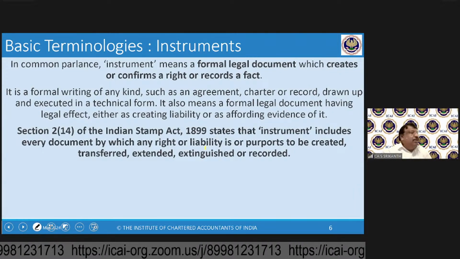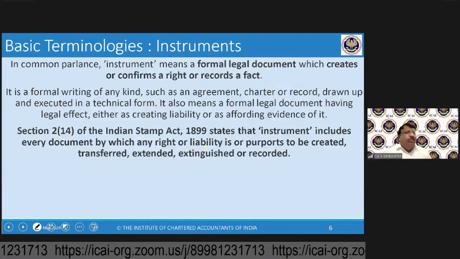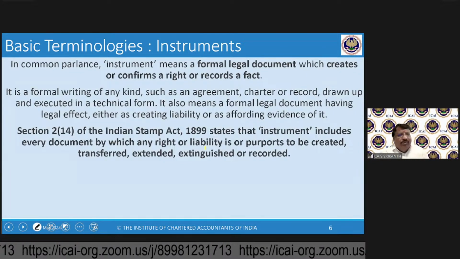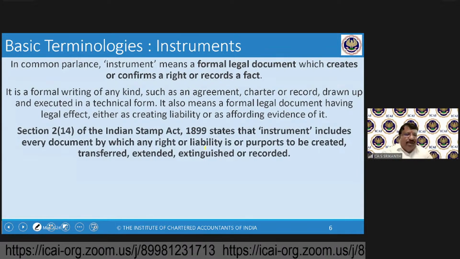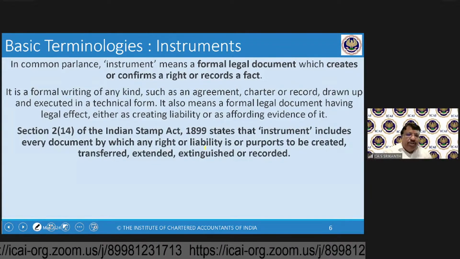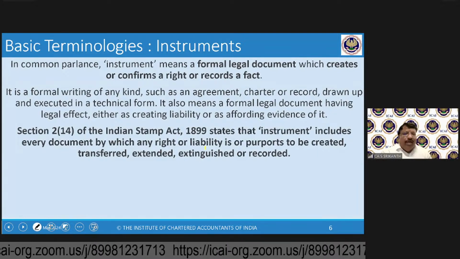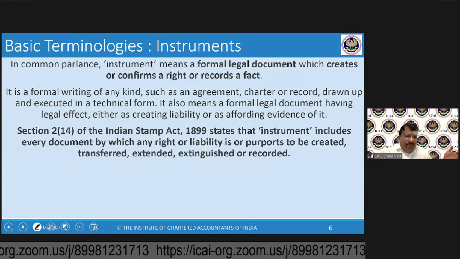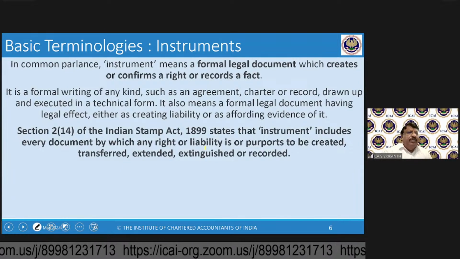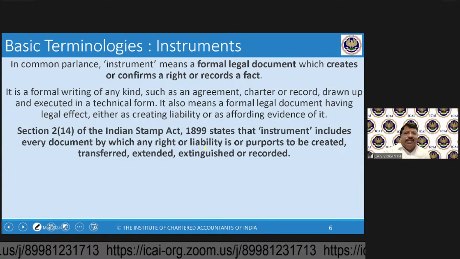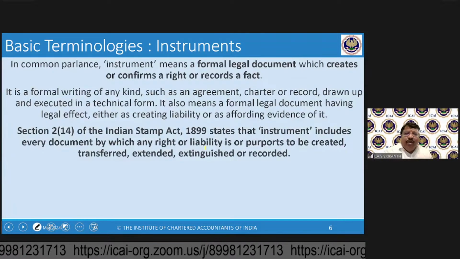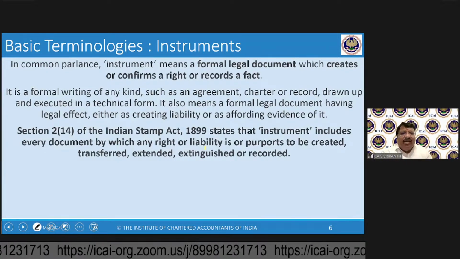That's why you take your partnership deed. Next time, the minute you go for articleship, you'll be coming across partnership deeds. There will be a cost, there will be a name and all that. Then they'll say, now therefore, this instrument showeth as follows, or now therefore, this instrument provides as follows. So it is a formal writing of any kind, such as an agreement, charter, or record drawn up and executed in technical form. It also means a formal legal document having legal effect.